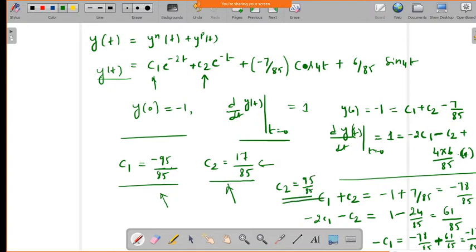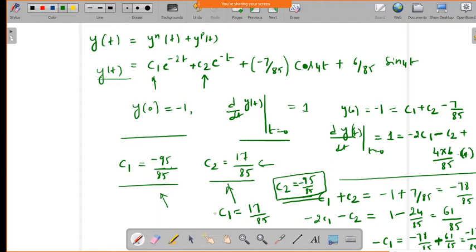Is it fine? Minus C1 equals minus 17 by 85, so C1 is nothing but plus 17 by 85. Here the negative signs cancel each other. So now C2 will come as minus 95 by 85.